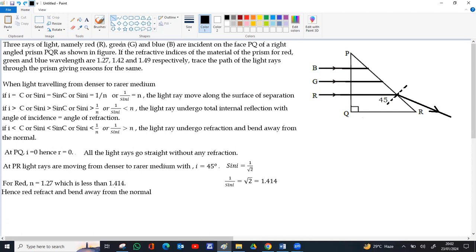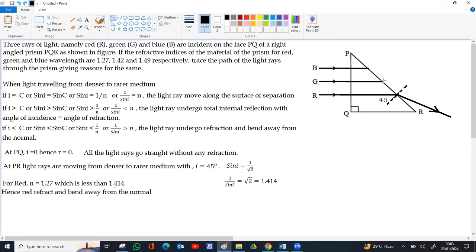Now for green and blue, the refractive index values are 1.42 and 1.49. The angle of incidence is common for all the three, 45 degrees, they are parallel. So 1 by sin I is also common for all of them, 1.414. 1.42 and 1.49 are both greater than 1.414. So the refractive index is greater than 1 by sin I. That means I is greater than C. The light ray undergoes total internal reflection, with angle of incidence equal to angle of reflection, not refraction, reflection.